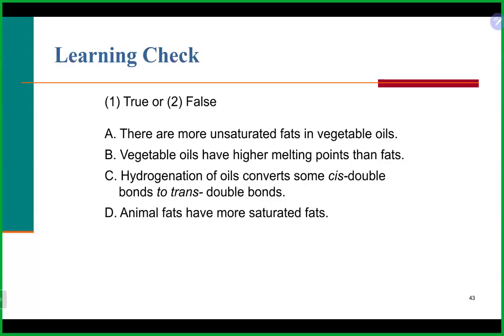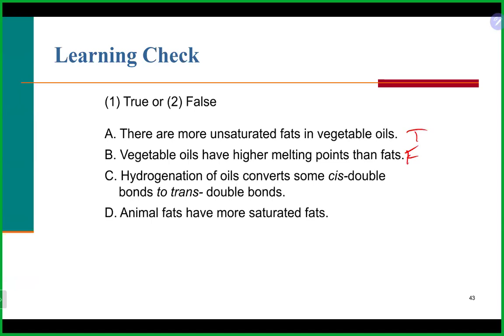All right. So take a moment for each of these, and decide true or false here. Fats and vegetable oils, that should be true, right? Unsaturated would have some double bonds and not allow them to sit tightly to each other and be more of a liquid. Vegetable oils have higher melting points than fats. That should be false, right? That's why they are liquids.